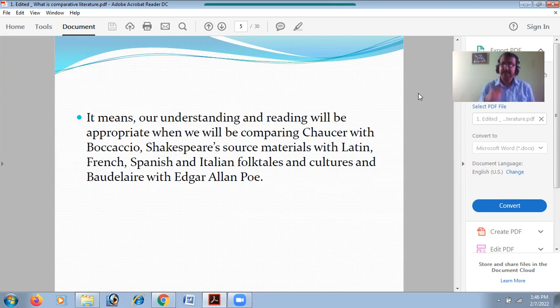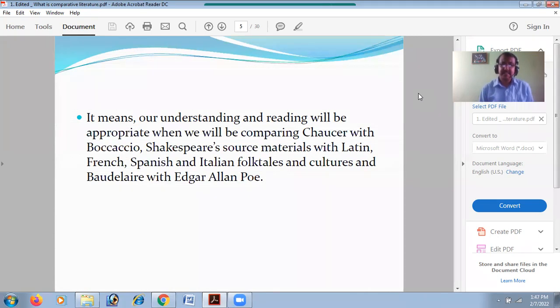Okay, so if we see that in many of Shakespeare's plays, he has collected his materials from Latin, French, Spanish, and Italian folktales and cultures as well. So that means when we understand the sources of William Shakespeare's literary works, our understanding would be good and also praiseworthy. And that is the thing that is done in comparative literature.